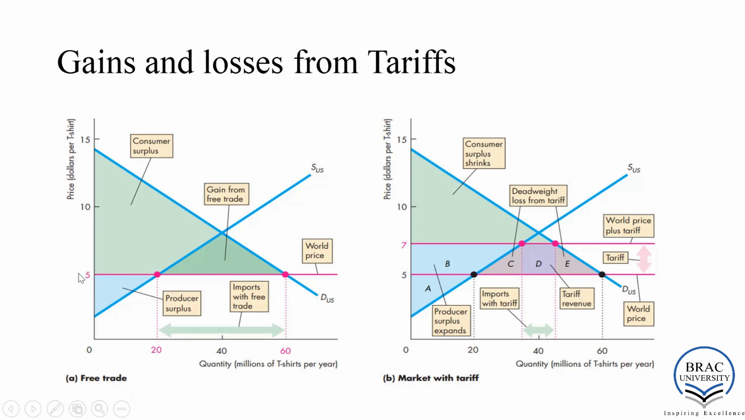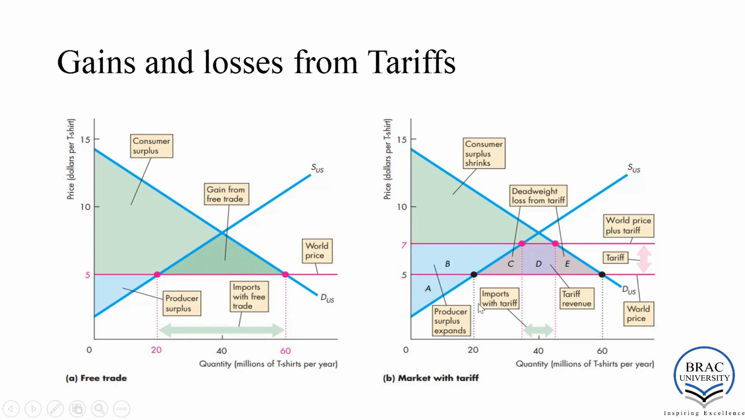We can see that when the price is $5, the consumer surplus is under the demand curve and over the price, which is this big triangle, right? And the producer surplus is over the supply curve and below the price, which is this small blue triangle. Okay, and this triangle is the gain from free trade, and because of free trade, now more t-shirts are being purchased by the buyers. So that is why this extra gain is formed because of free trade.